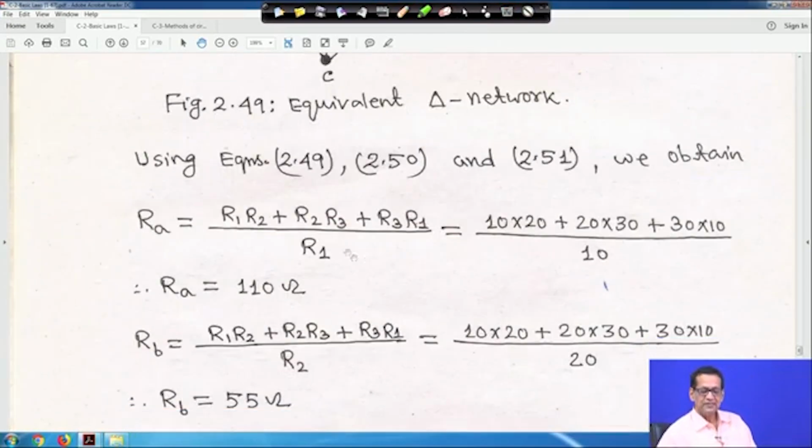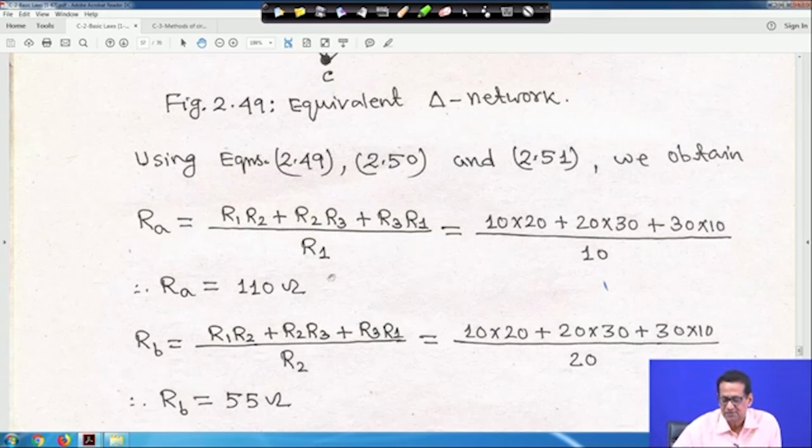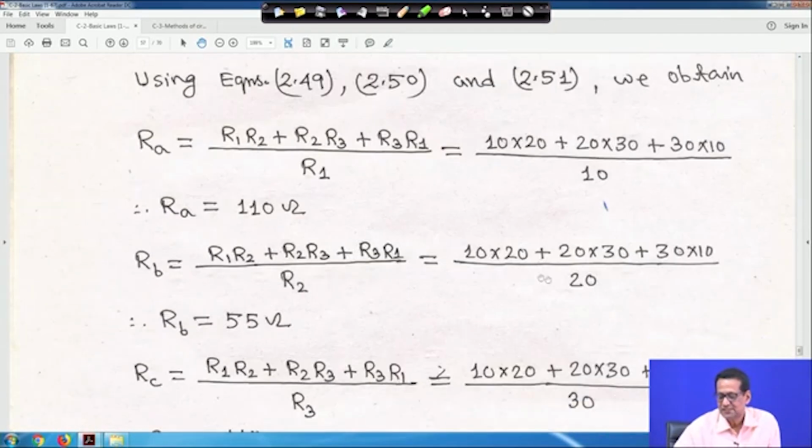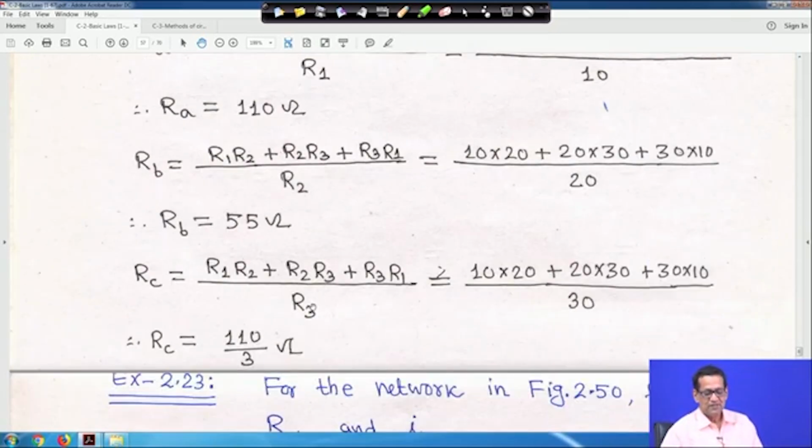So, look into equations 49, 50 and 51. RA is equal to R1 R2 plus R2 R3 plus R3 R1 by R1. So, 10 into 20 plus 20 into 30 plus 30 into 10, divided by 10. So, it comes to 110 ohm. Similarly, RB is equal to the same numerator divided by R2, 20. So, 55 ohm, and RC is the same numerator divided by R3, 30, which will be 110 by 3 ohm, right.